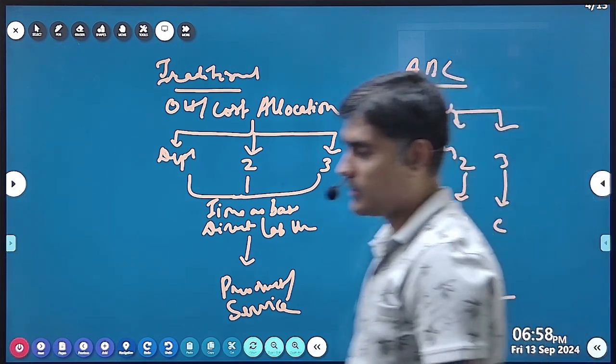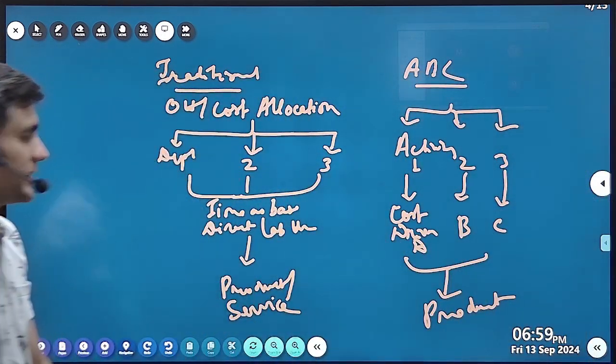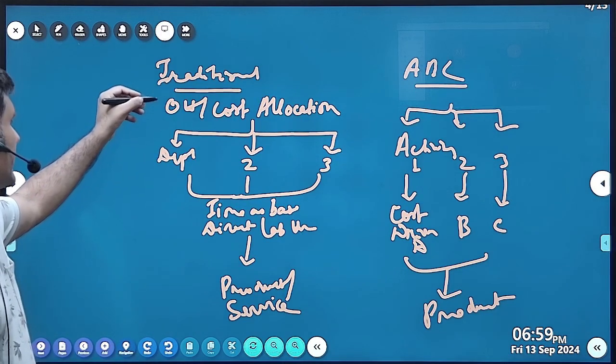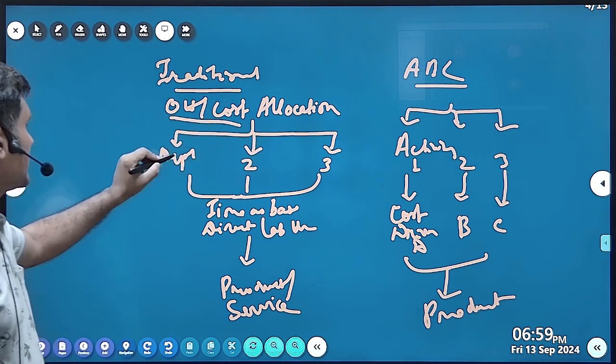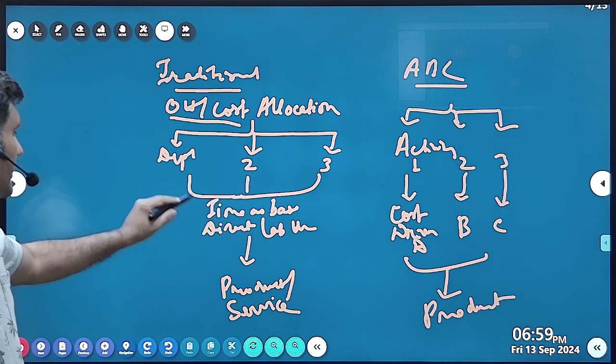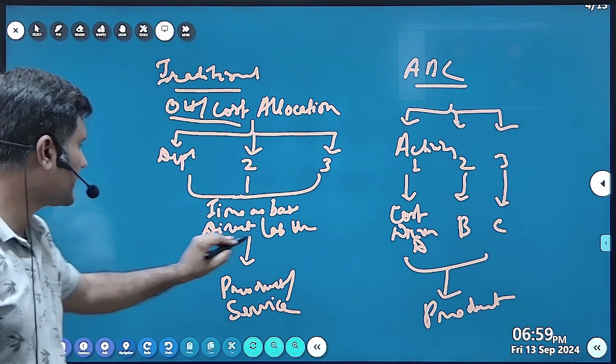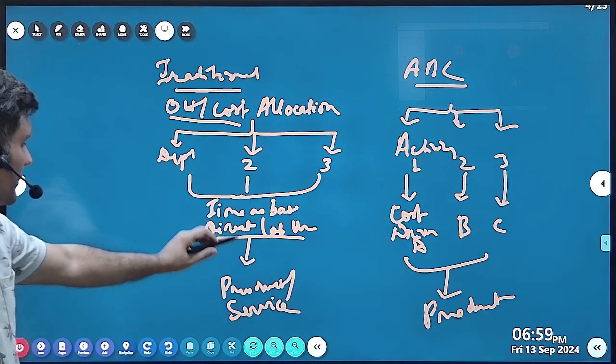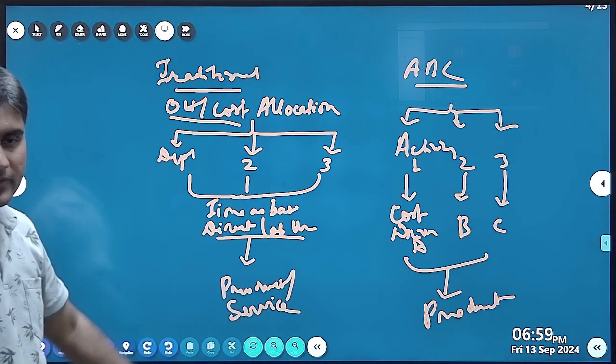So you got this diagram. It is in the book also. In traditional costing, the overhead cost is allocated to the departments. Then from the department, they select a method on which it is allocated to the product or services.